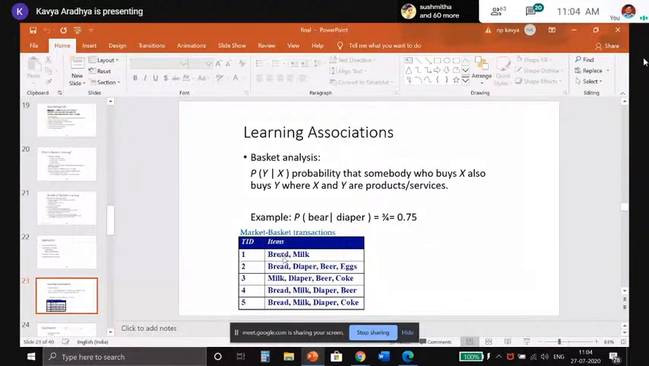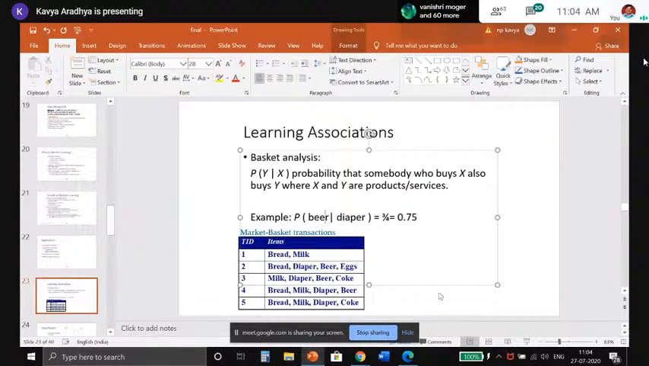In the first transaction, the person has bought bread and milk. In the second, bread, diaper, beer, and eggs. Third transaction, milk, diaper, beer, and coke, like this. Now here we are going to give beer slash, okay, there's a mistake here, so it should be slash diaper. The meaning of this probability is: how many times has the beer and diaper combination occurred? Diaper, we have got 4 transactions. Out of 4 diaper transactions, 3 times beer has occurred along with diaper. And the percentage, we say the probability is 0.75.